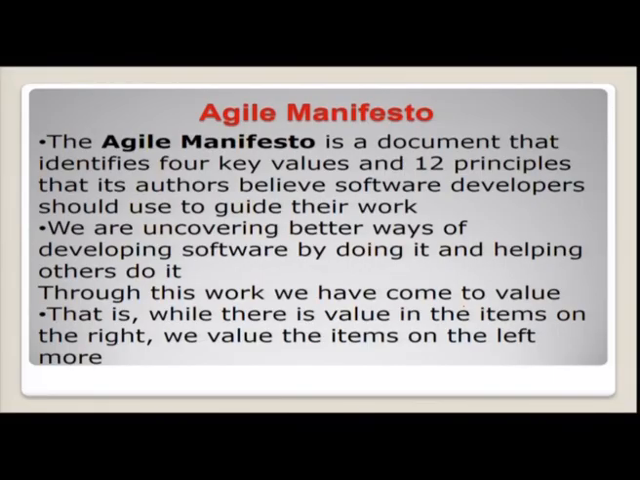Now let us see what an Agile Manifesto is. The Agile Manifesto is a document that identifies 4 key values and 12 principles that its authors believe software developers should use to guide their work. As a first thing, we are uncovering better ways of developing software by doing it and helping others do it. Here, you could see frameworks such as the Scrum framework, or other methodologies and models like Feature Driven Development.